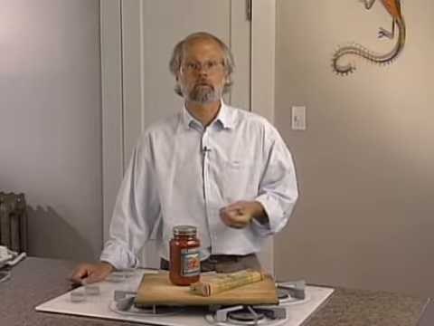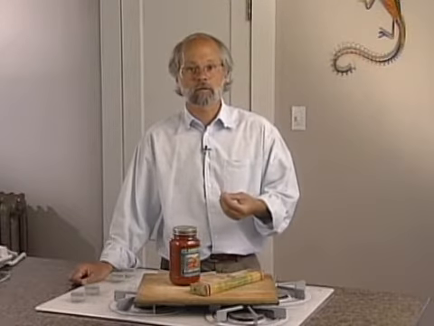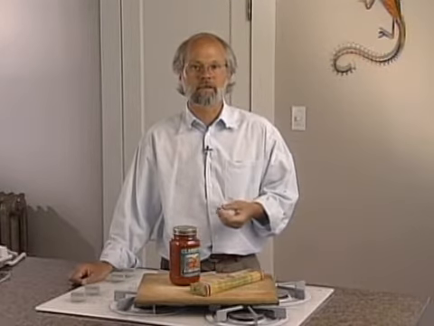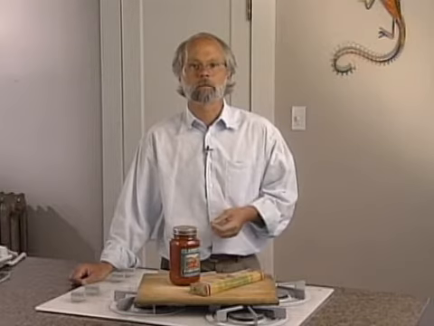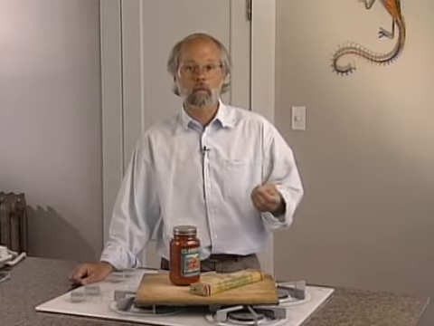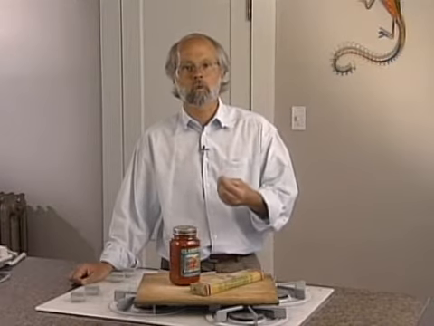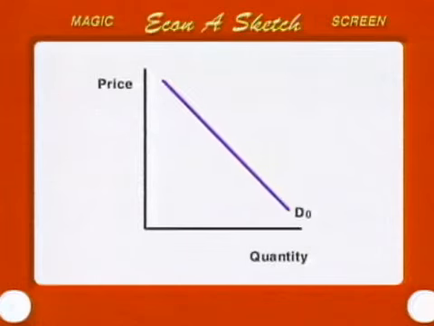For example, let's say that the price of spaghetti sauce decreases. Pasta and spaghetti sauce are called complementary goods. People use these products together. And when the price of a complement goes down, that causes the demand for the primary product, spaghetti, to go up. And that's seen as a shift to the right of the demand curve for pasta. Here's the way it looks.